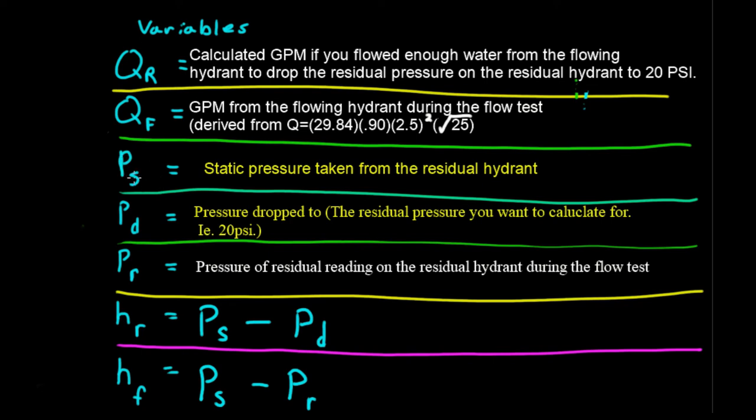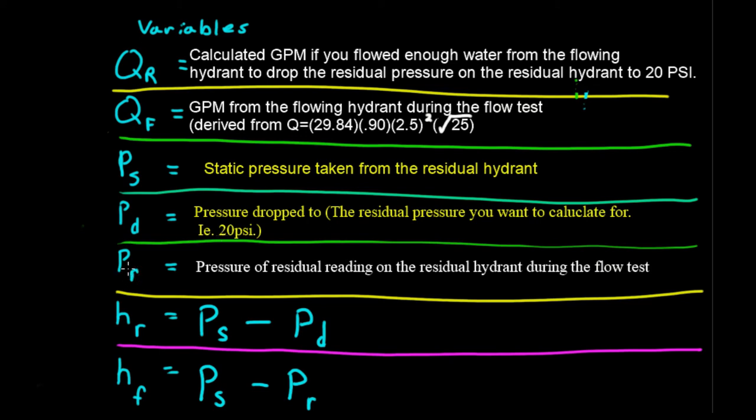PS, think of pressure, static. So static pressure, taken from the residual hydrant before you flowed. So it's taken during this test up here. PD is pressure dropped, as in pressure dropped to. The residual pressure you want to calculate, for example, 20 PSI is what they're going to require. And that's where I'm showing you that up there.